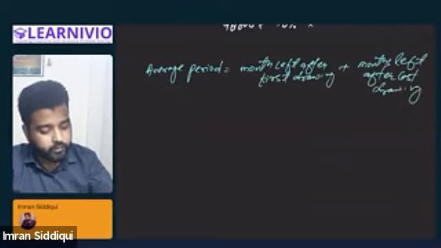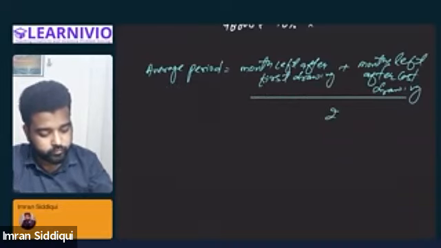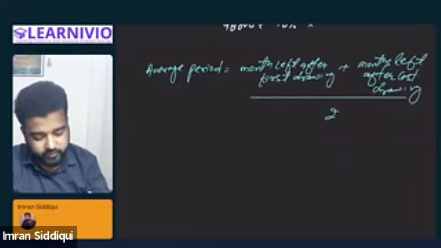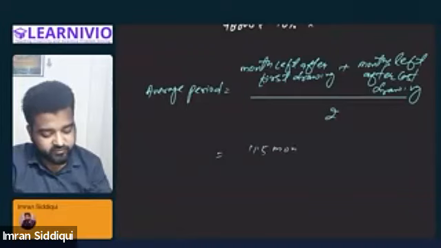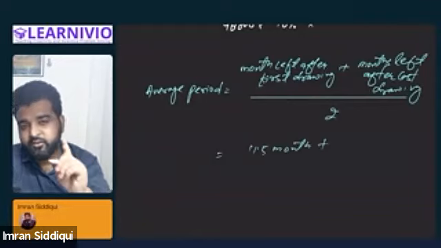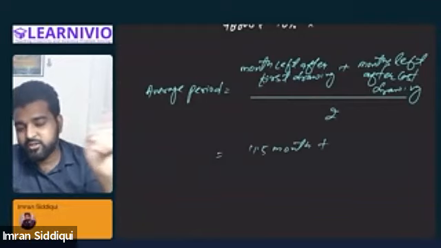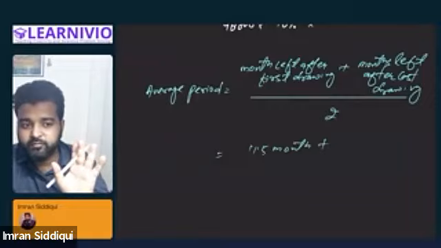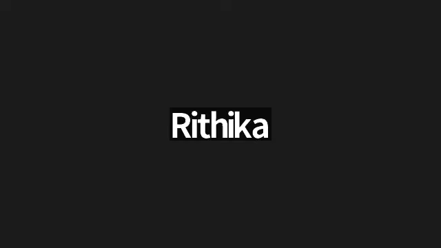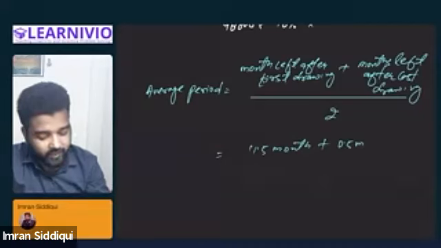And then we'll divide this by 2. Okay, this is how we'll calculate average period. Now it is clear from our working that months left after the first drawing is 11.5 months. And the last drawing must have been made on 15th of March. Is that right? Yes, sir. After the last drawing, 15 more days are left in the month of March. Is that correct? Yes, sir. So we can say that half a month is still left in the month of March.